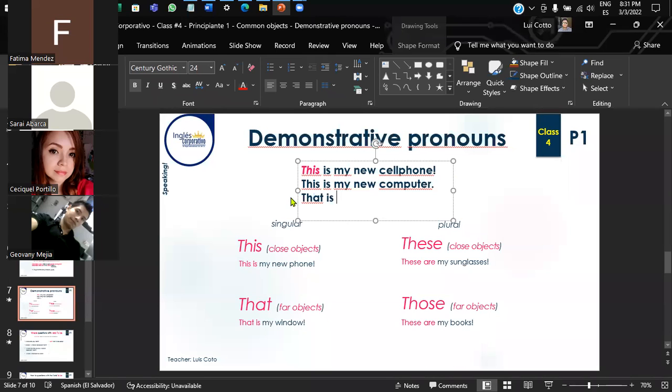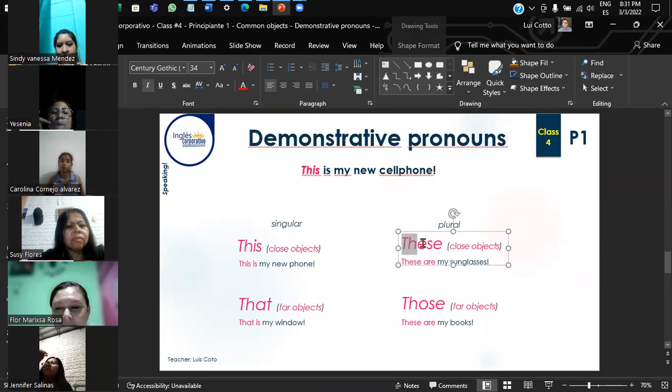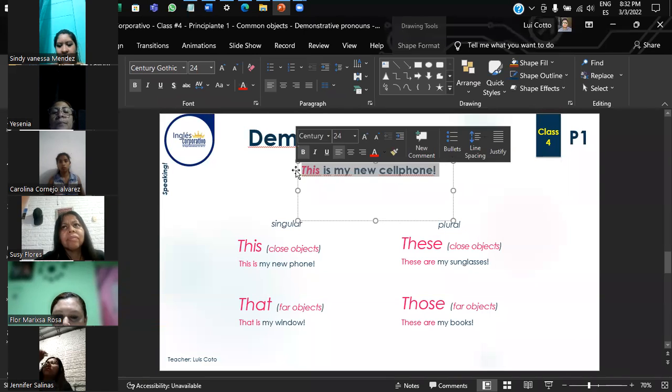That is my door. Okay, but you don't have it close. No la tiene cerca. That is the door, you can say. Okay. If you are distant. Está distante, if you are distant. Okay, good. That's it. Now, let's repeat this. This. Okay. But this is plural. That is for plural. And that is for close objects. Close object. For example, okay. That's it. Example in plural. I will read it.